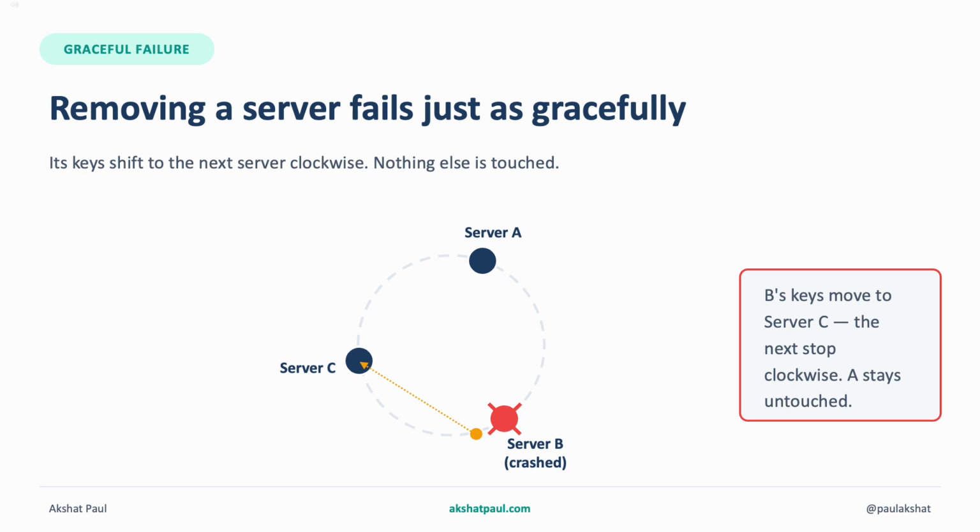What happens to the keys it was holding? They simply fall through to the next server clockwise. In this case, server C absorbs them. Server A, sitting on the other side of the ring, doesn't even notice this happened. This is huge for availability.